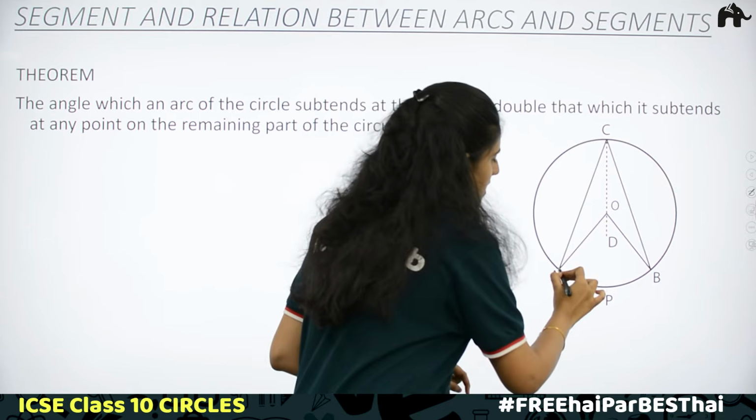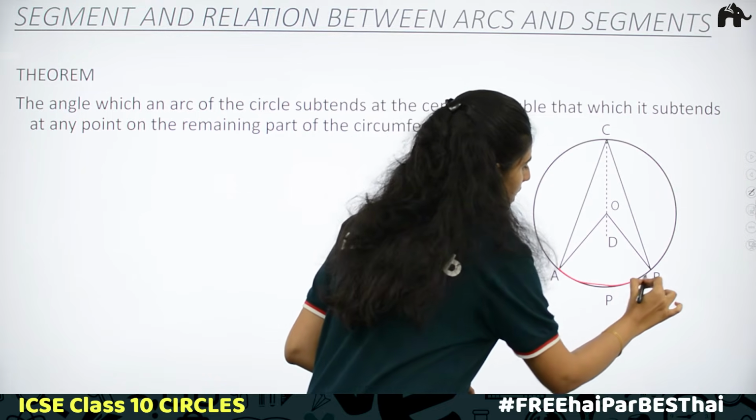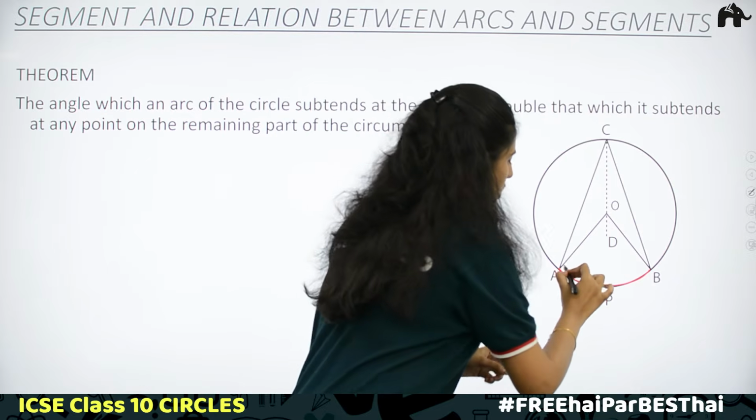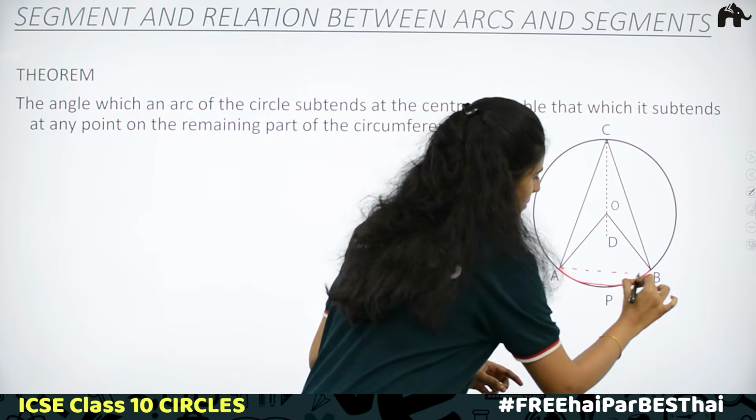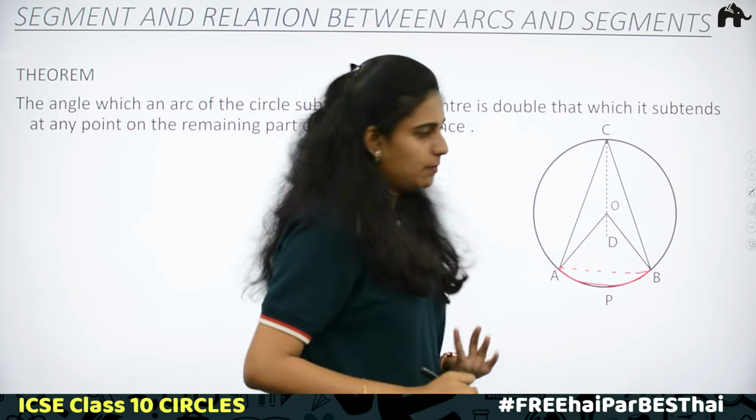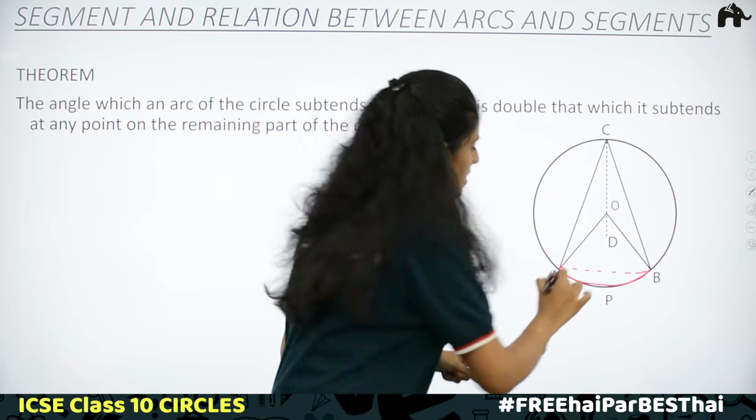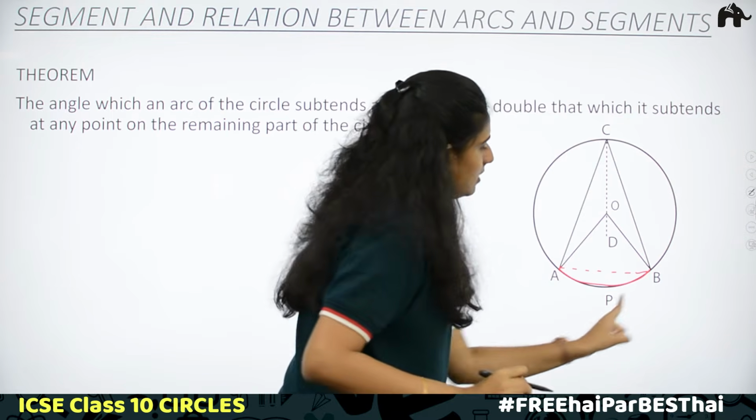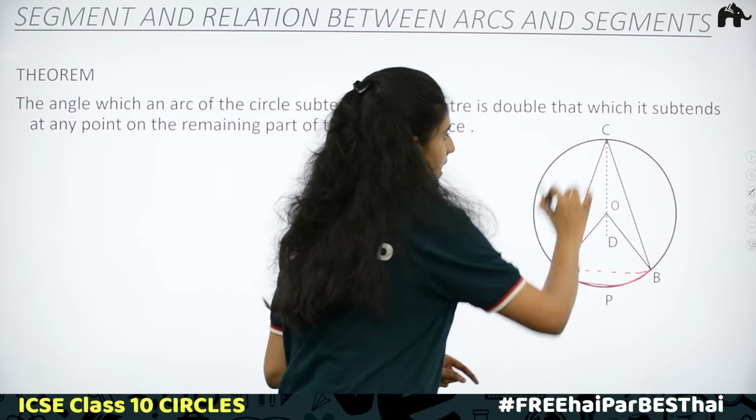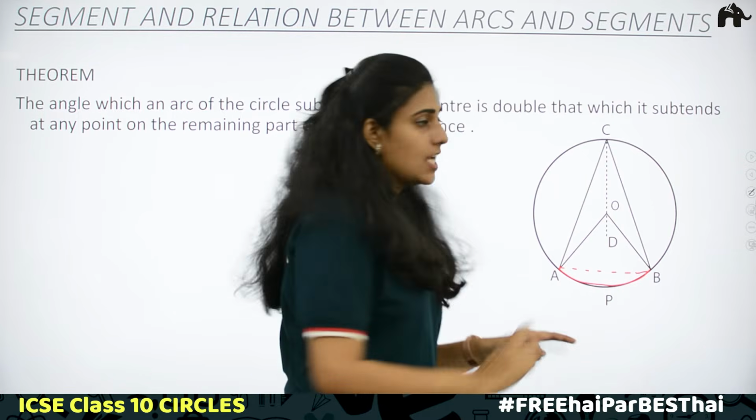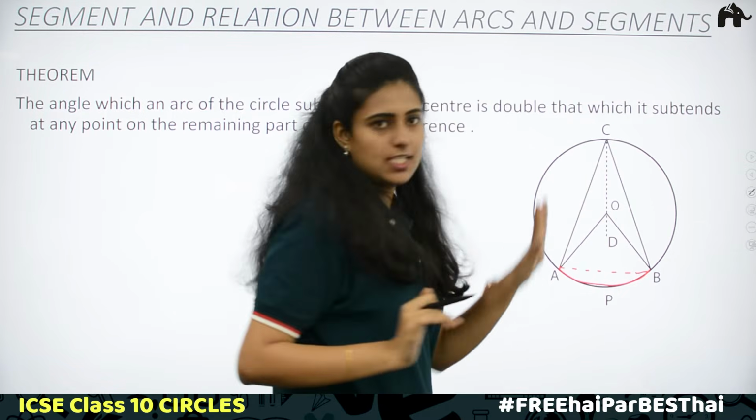If I am considering this arc APB, and I join A and B, I will get a chord AB. When I draw this AB, I get two arcs. APB is the minor arc and ACB is the major arc. The minor arc forms the minor segment and the major arc forms the major segment.